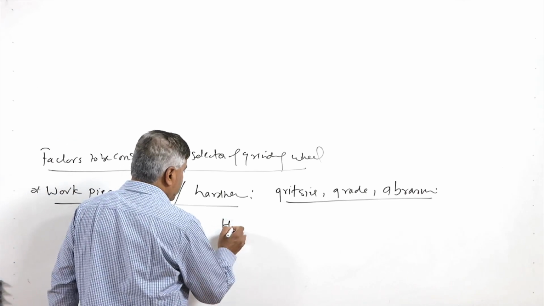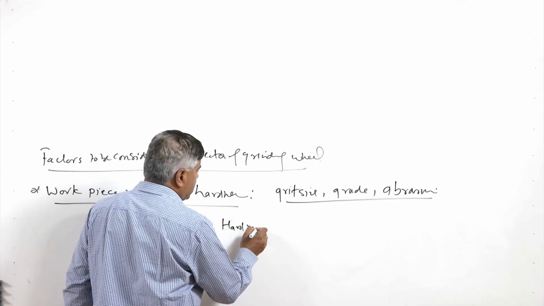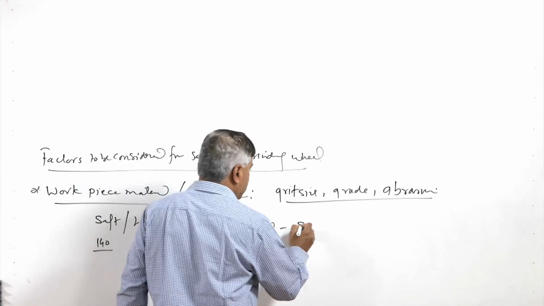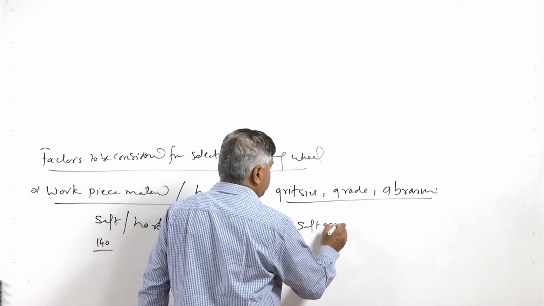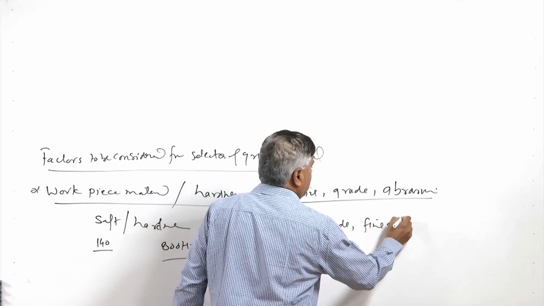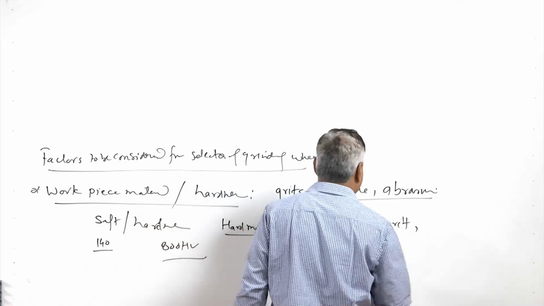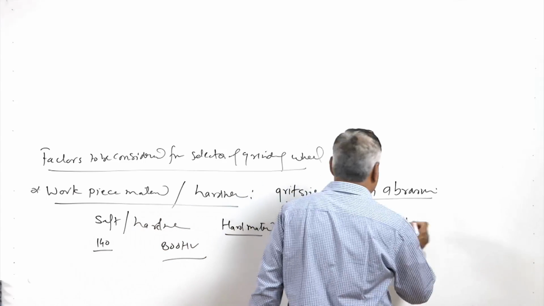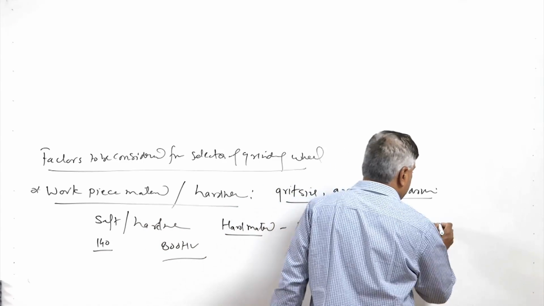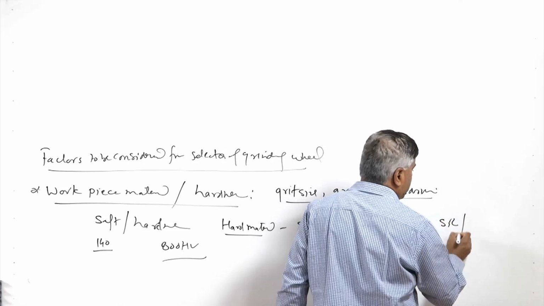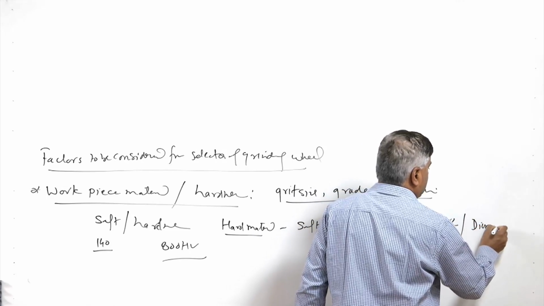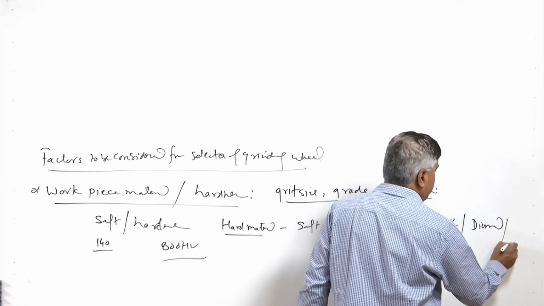When we work with the hard materials, we normally go for soft grades, fine grit size, and with the hard materials we prefer to go for abrasives like silicon carbide, diamond and CBN.